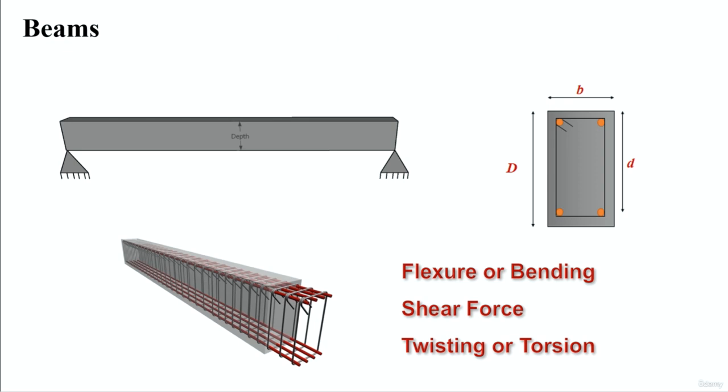Next one is beams. Beams are horizontal structural members and are predominant in flexure. Beams are also called flexural members. Though beams are flexural members, they have additional forces like shear force and torsion. So these three are the major forces which will develop in beams when load is applied.